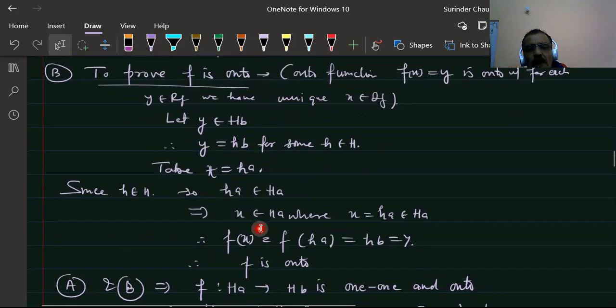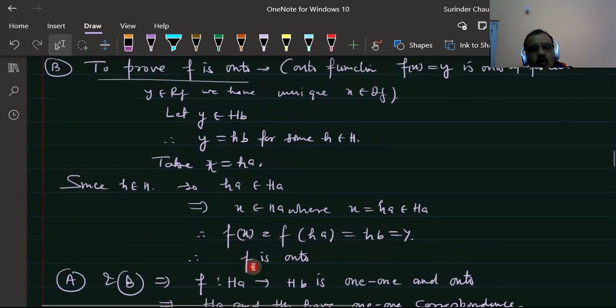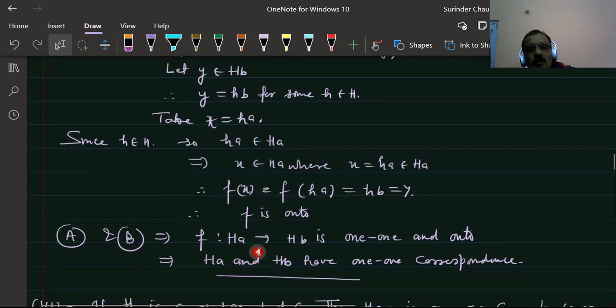Therefore, f of x is equal to f of ha, which is equal to hb, which is equal to y. This implies f is onto. So f is a mapping from one right coset to the other, which is 1-1 and onto. This implies Ha and Hb have a one-one correspondence.